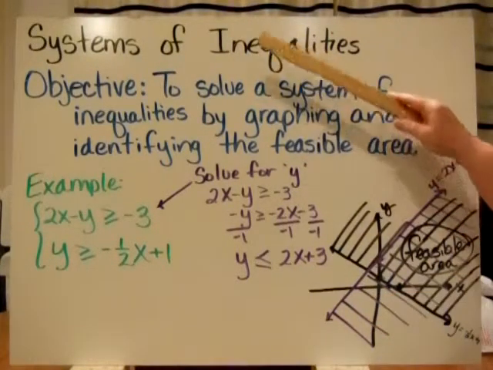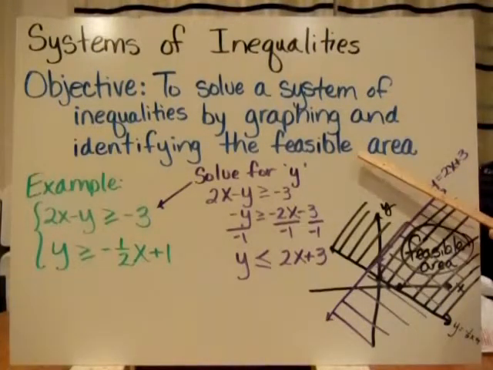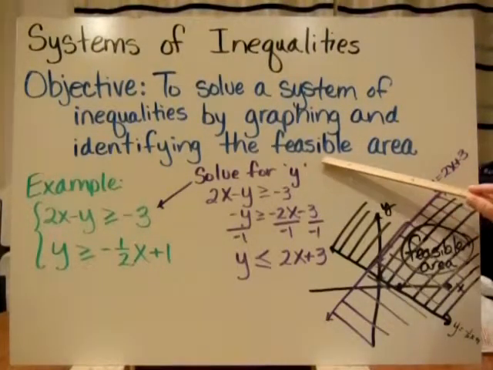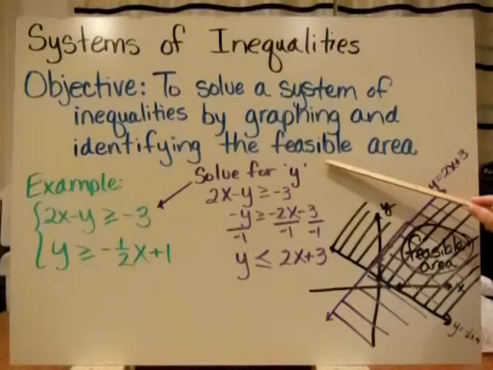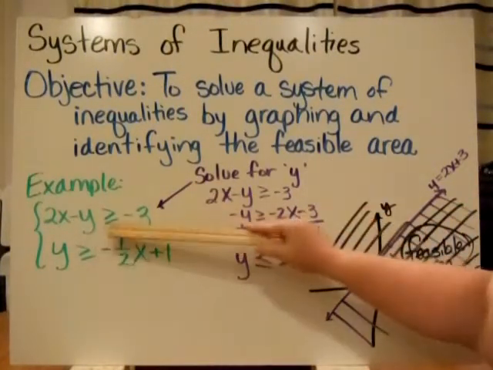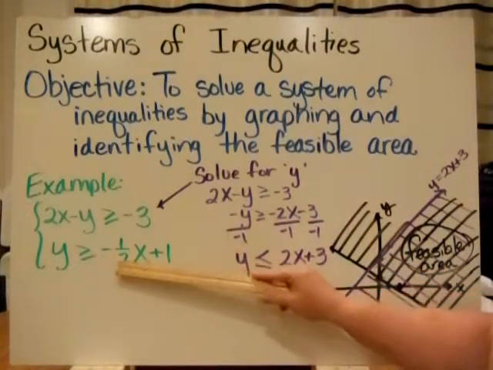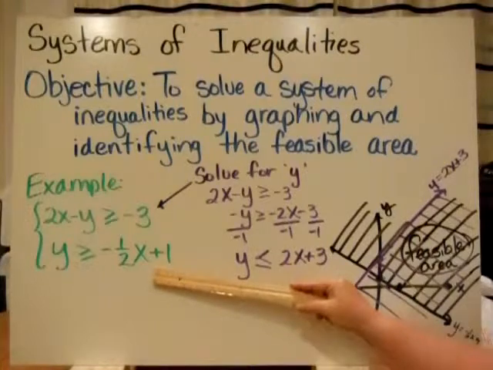In this lesson we're going to be talking about systems of inequalities, and the objective is to be able to solve a system of inequalities by graphing and then identifying the feasible area. The feasible area is the area where you will find all the solutions to the system. In this example we have 2x minus y is greater than or equal to negative 3 and y is greater than or equal to negative 1/2 x plus 1.